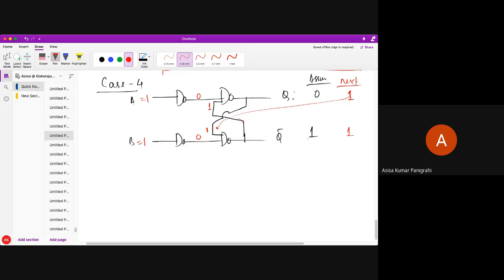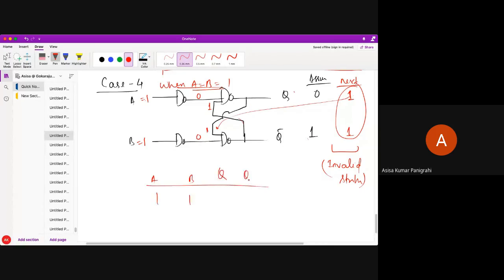So is it possible that Q and Q bar both will be 1? No, because Q and Q bar are complements of each other. If Q equal to 1, Q bar must be 0. But here in case 4, when I have applied A and B equal to 1, I have got one peculiar thing that is called invalid state, the invalid state of the memory element. So if A, B are 1, 1, Q and Q bar is called invalid state.